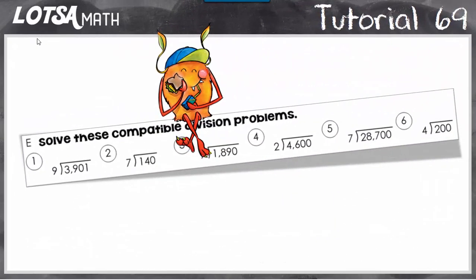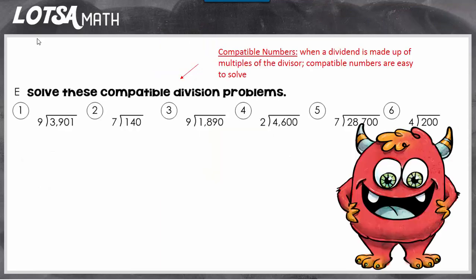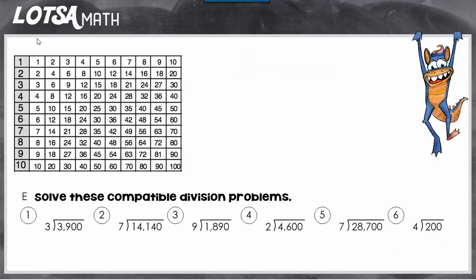For these questions, we're going to solve compatible division problems. Compatible numbers are when a dividend is made up of multiples of the divisor. Compatible numbers are really easy to solve. So let's look at some examples.